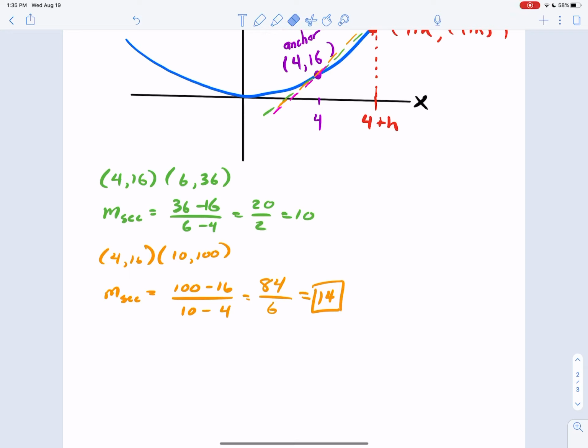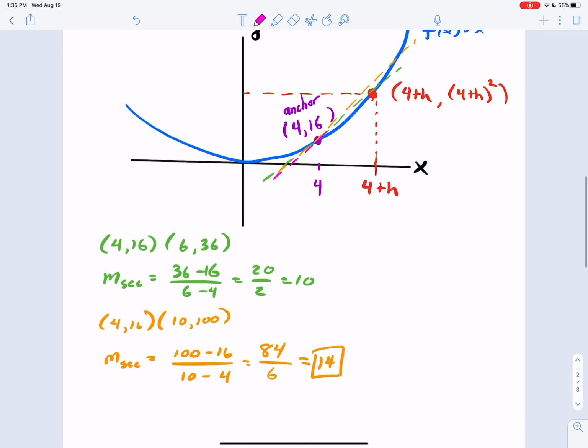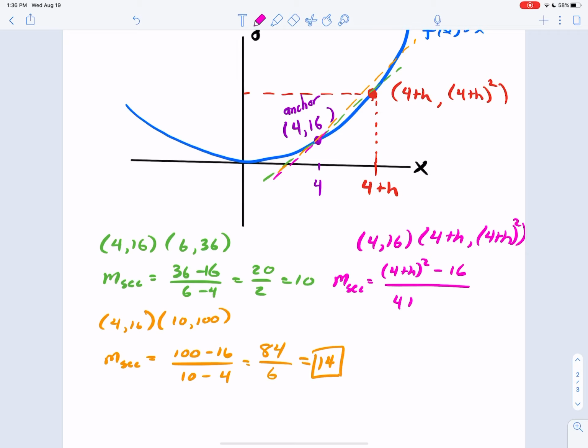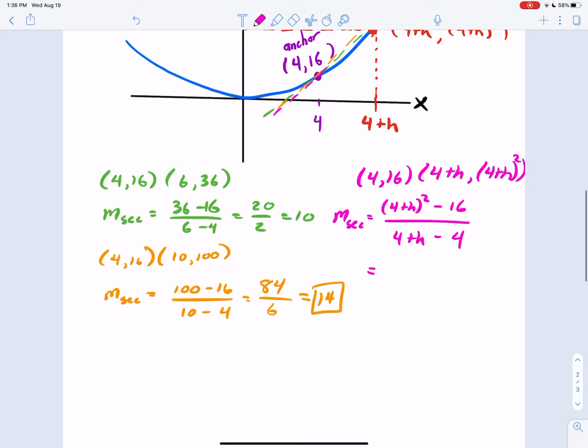Let's try this one more time. Okay, so here my 2 points are (4, 16), and then (4 plus h, 4 plus h quantity squared). The slope of the secant line is going to be 4 plus h quantity squared minus 16 all over 4 plus h minus 4. If I clean that up, if I expand that perfect square there, I should get 16 plus 8h plus h squared minus 16 all over h.